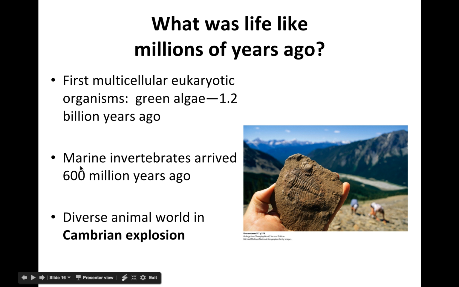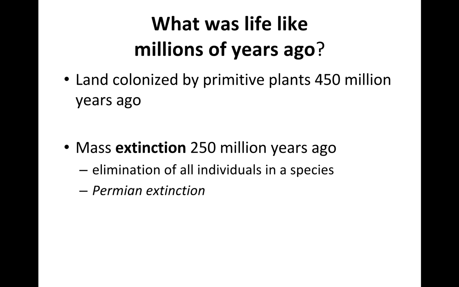After the marine invertebrates arrived, then the diversification of the animal world happened during what's called the Cambrian explosion. The Cambrian explosion led to land being colonized by lots of different species of plants, and then after the plants came, then the animals came.